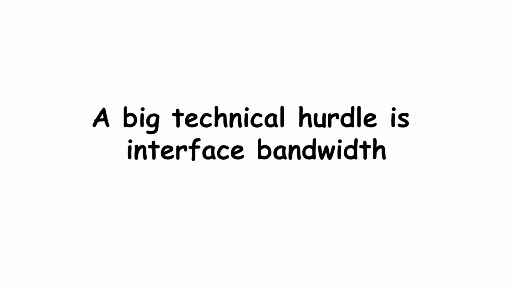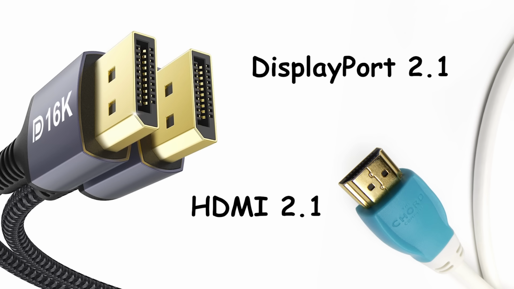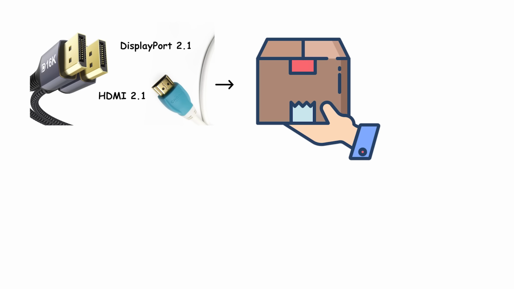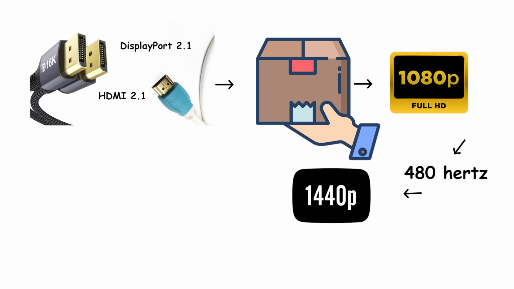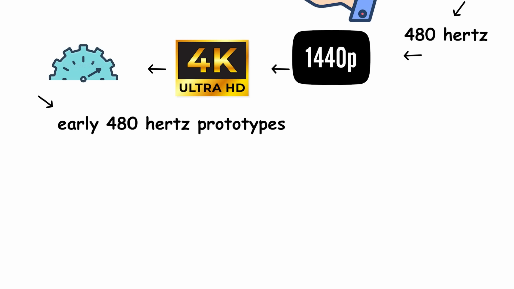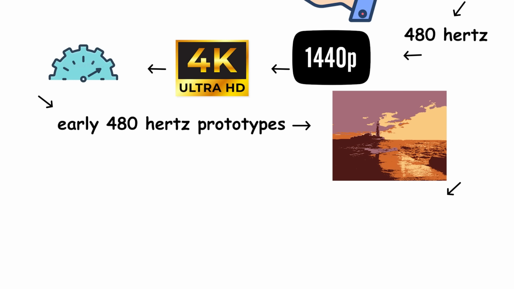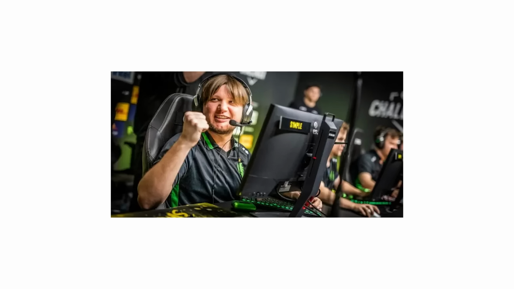A big technical hurdle is interface bandwidth. DisplayPort 2.1 and HDMI 2.1 are just barely enough to deliver 1080p at 480 Hz without heavy compression. Anything higher, like 1440p or 4K, would exceed the cable's data limit. This is why early 480 Hz prototypes either lower color depth or use display stream compression to make it possible at all. Realistically, only professional players can justify them.